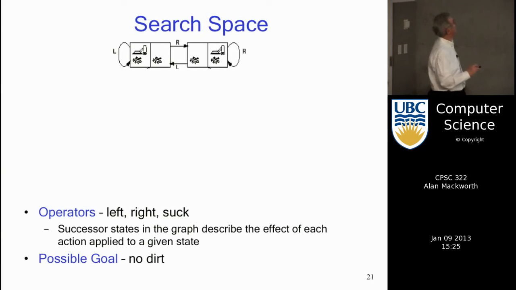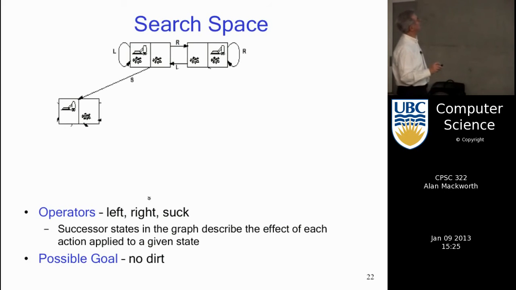If I go right, then I'll go into this other state. Same dirt, I haven't sucked, so the same dirt's there, but the robot's over here now. If I go right again, I'll end up back there. If I go left again, I'll end up back here. Okay? So I haven't sucked anything yet, but if I did suck, then I would remove this dirt and go to this state. All right? There's the suck action.